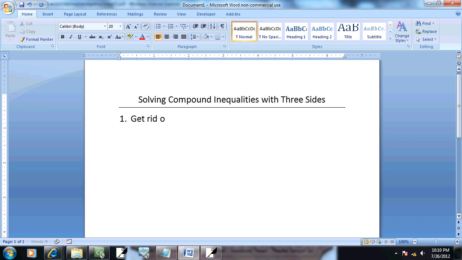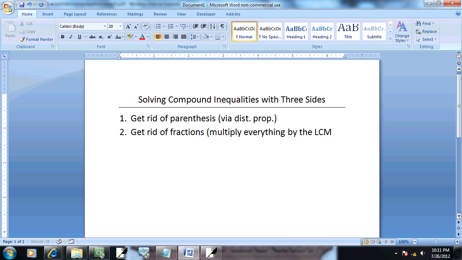Step 1. Get rid of parentheses. This is via the distributive property. Step 2. Get rid of fractions. Multiply everything by the LCM of all the denominators. Step 3. Get everything with an x in the middle. Numbers on the other two sides.